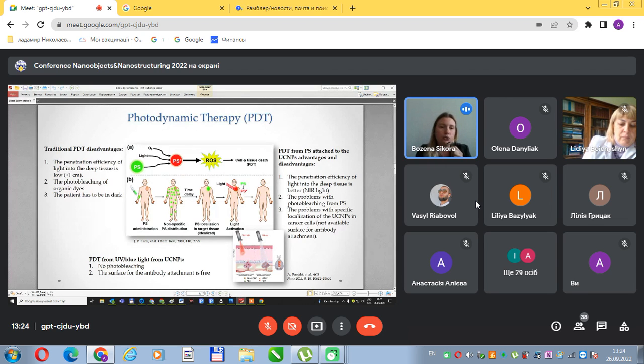And we need to put this photosensitizer into the organism, and then we have to wait for the accumulation in, for example, cancer cells, and then we have to activate the photosensitizer by light and destroy the cancer. This traditional photodynamic therapy has some disadvantages, like the penetration efficiency of light into the tissue is low because we need ultraviolet or visible light, and it's less than 1 centimeter.